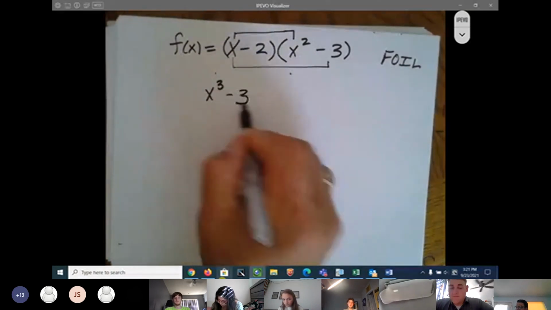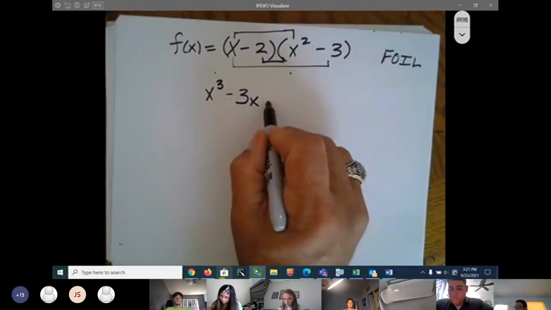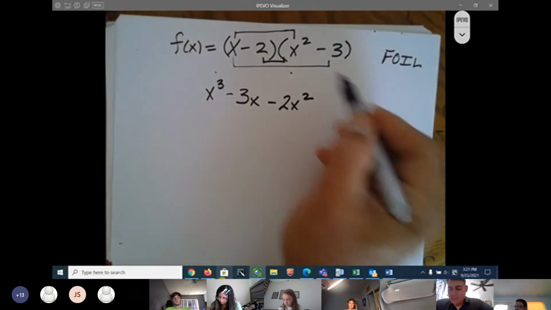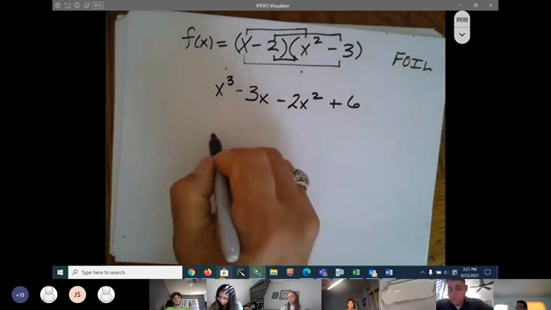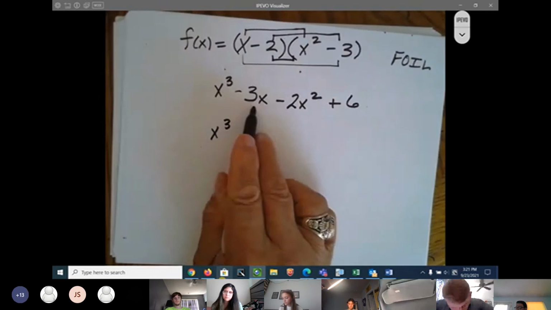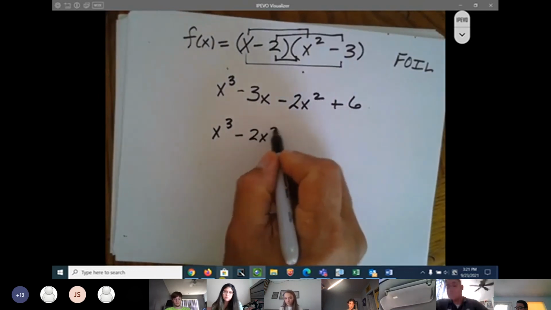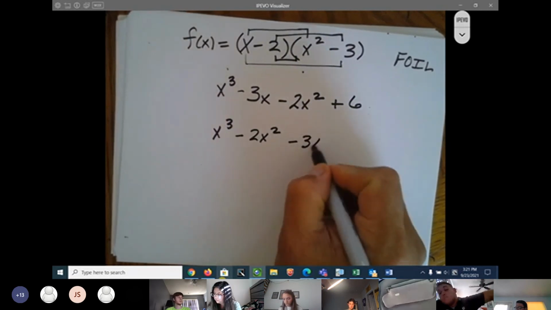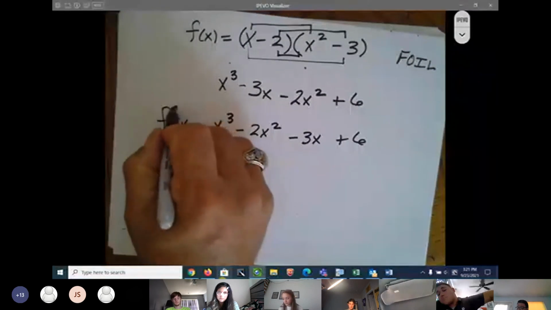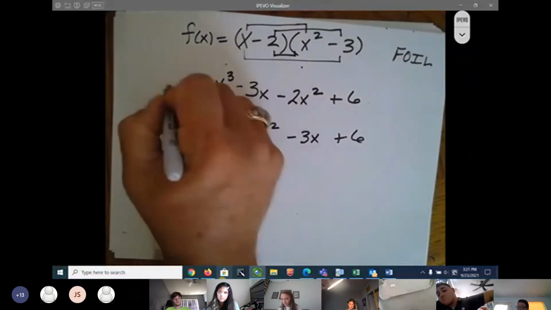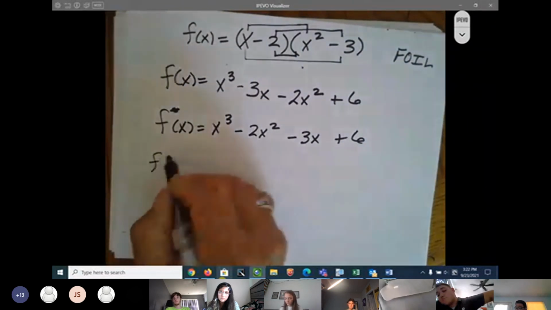Negative 3x, inside, negative 2x squared, and last. x to the third minus 3x, or x to the third minus 2x squared minus 3x plus 6. And that's f of x. Oops, sorry. We don't want f of x. We want f prime of x. So we're going to take the derivative of each term.